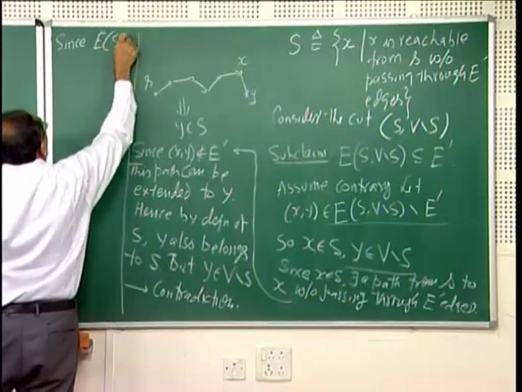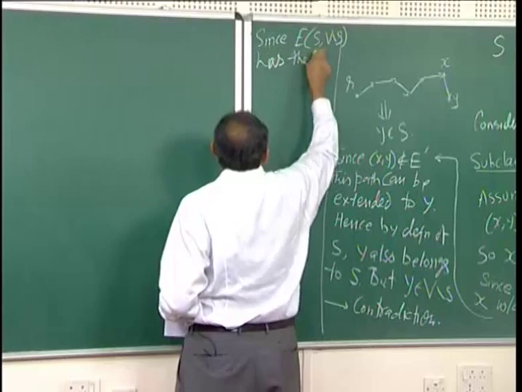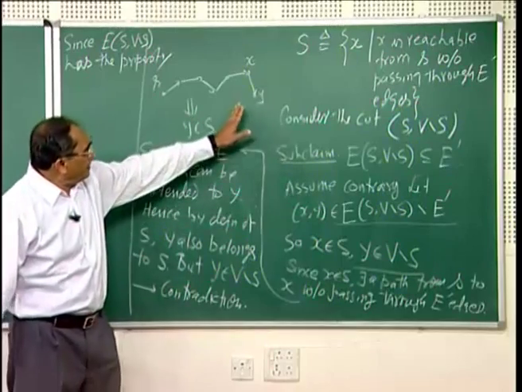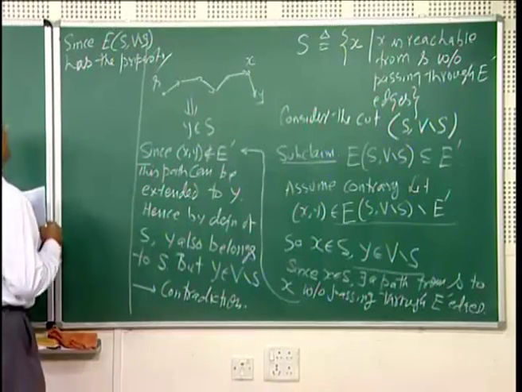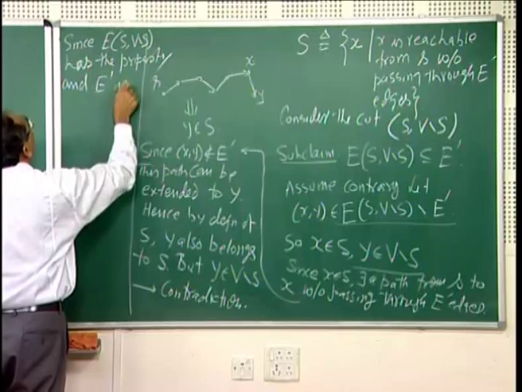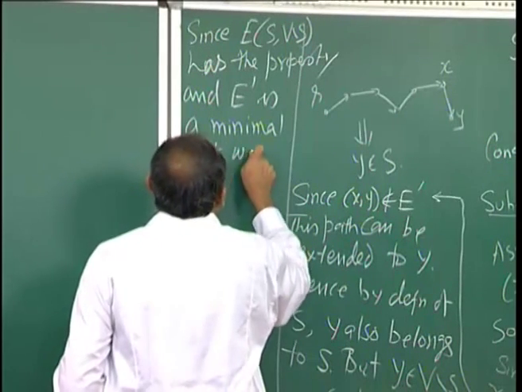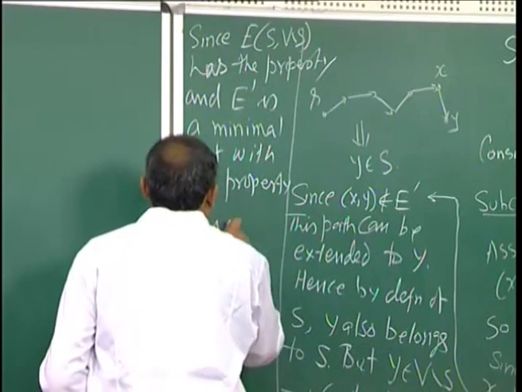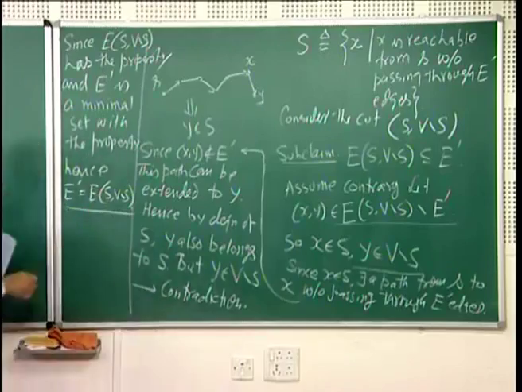So, finally, we can say, since E of S comma V minus S has the property, what property am I talking about? I am saying the property that every path from S to T passes through the given set has the property, and E prime is a minimal set with the property. Hence, E prime better be equal to it, so they better be equal.